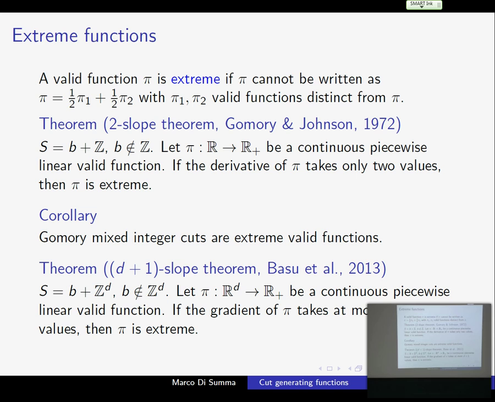Okay, there is the generalization to D rows, which is very recent, which says that, again, if you assume that it's non-negative, continuous, piecewise linear, valid function, then, as before, the slope is the gradient of the function in the pieces where it makes sense to compute it. If this gradient takes at most D plus one values, then it's extreme. And I'm omitting a very technical condition that you don't want to know. So it's really the generalization of this result.